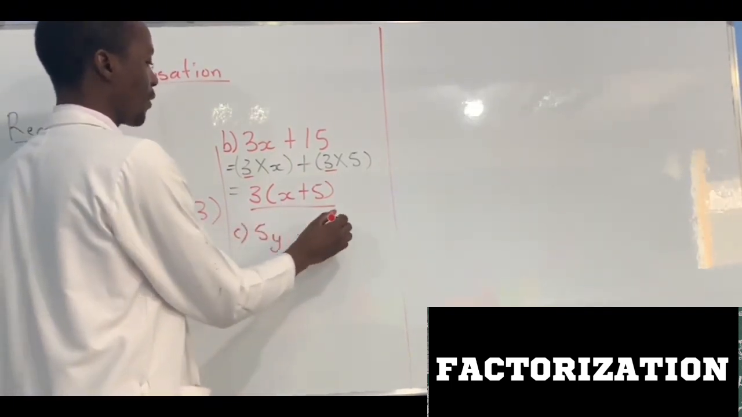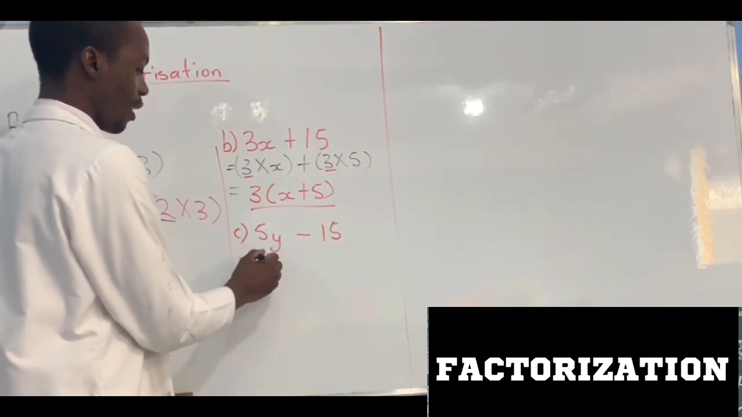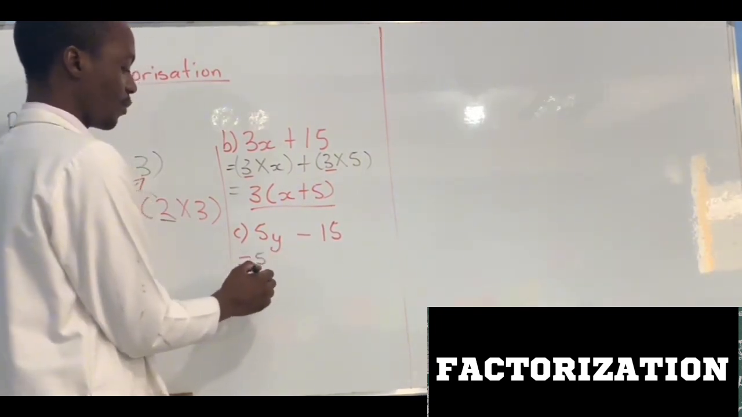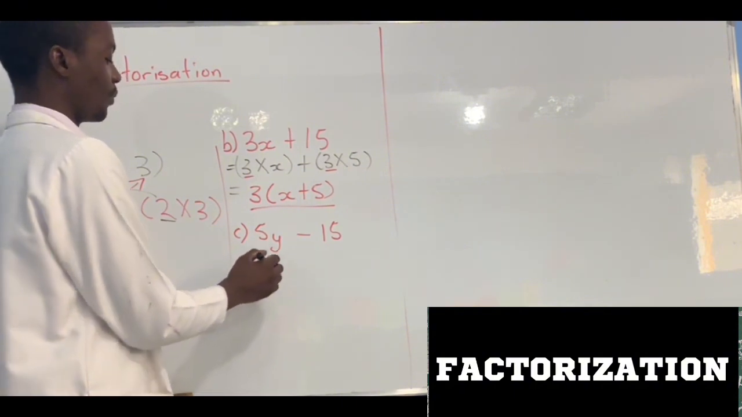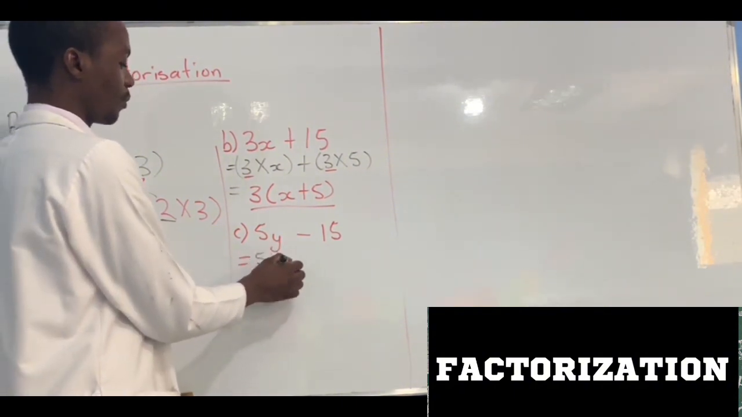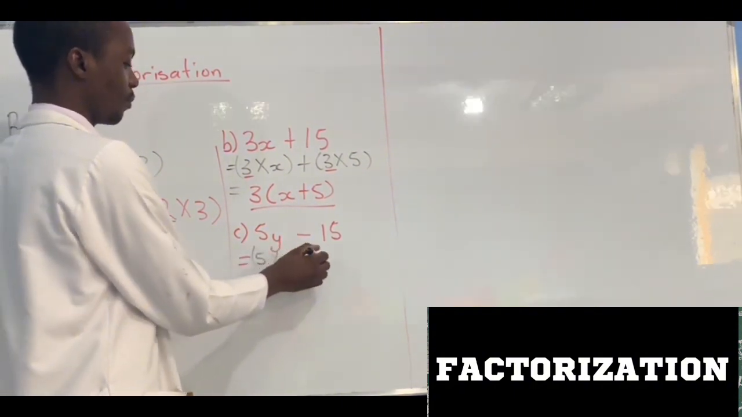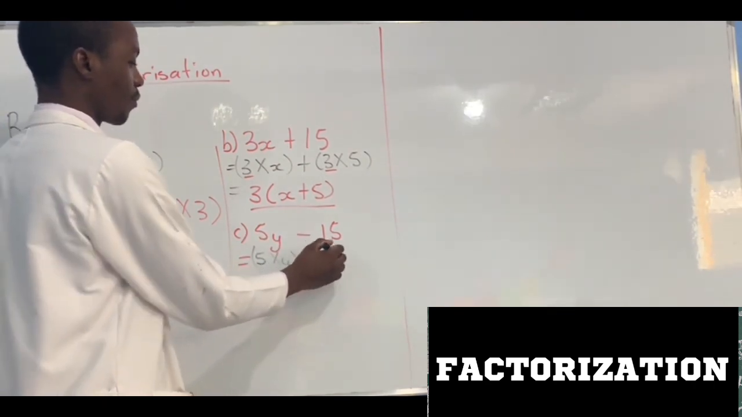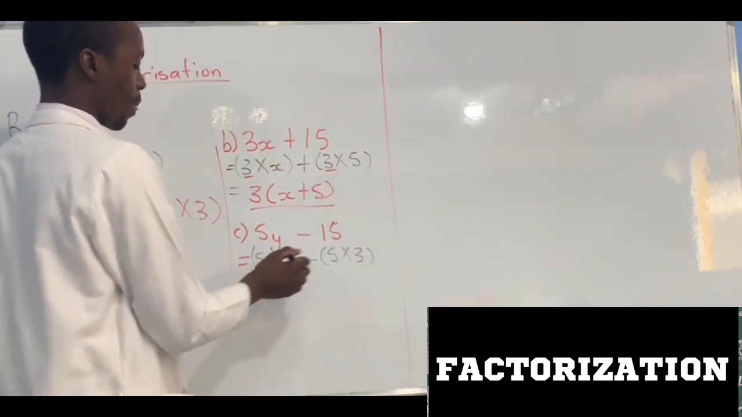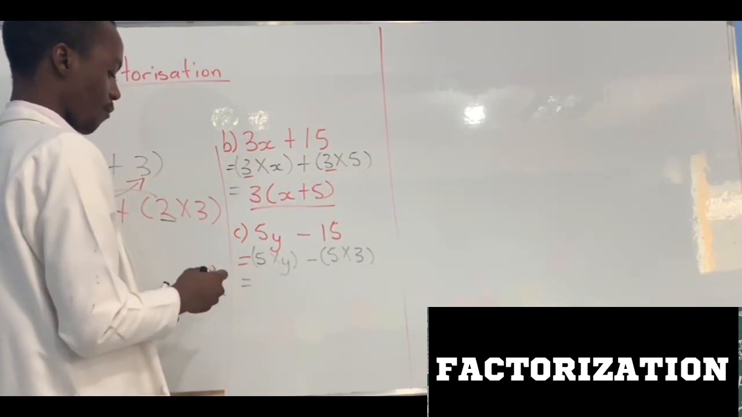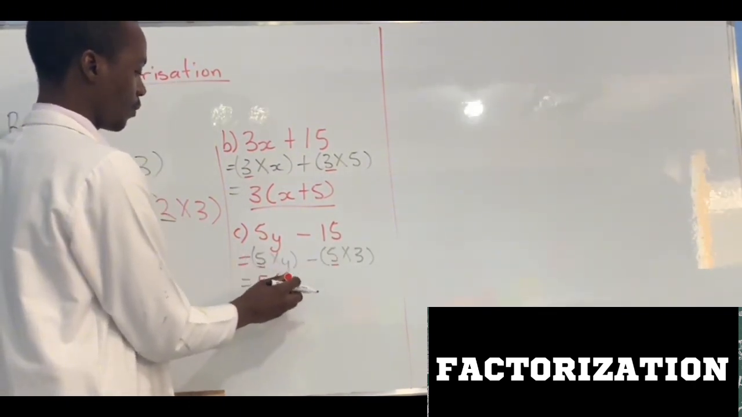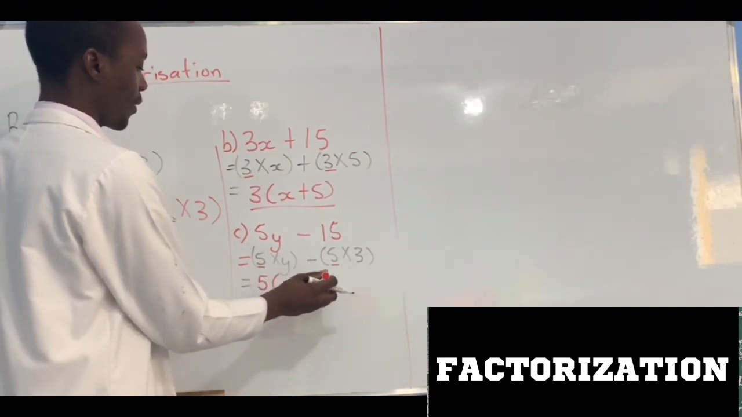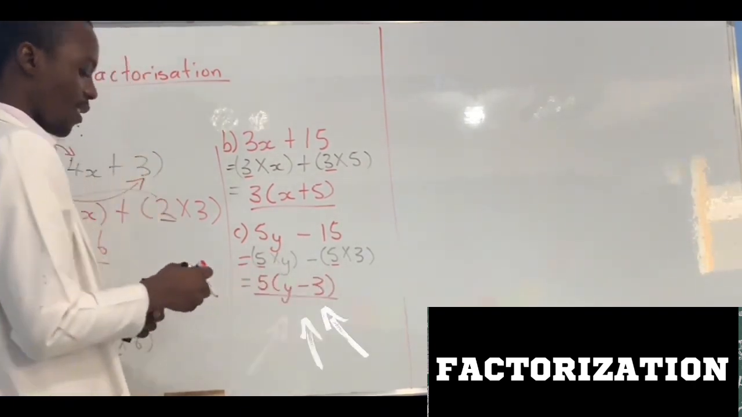5y minus 15. Alright, so to solve this, we look for the common factor, which is 5. Then we're going to say 5 multiplied by y, and then we subtract 5 multiplied by 3. So our common factor there is 5. So we're going to factor 5 out and write 5. Then in brackets we're going to add the remainders, y minus 3. So that will be our final answer there.